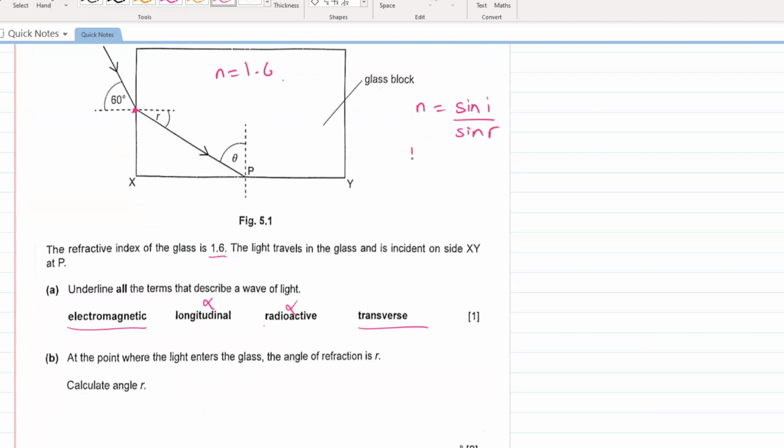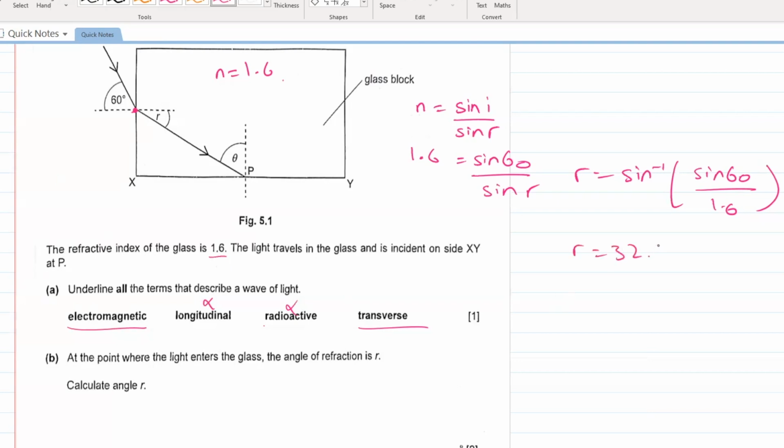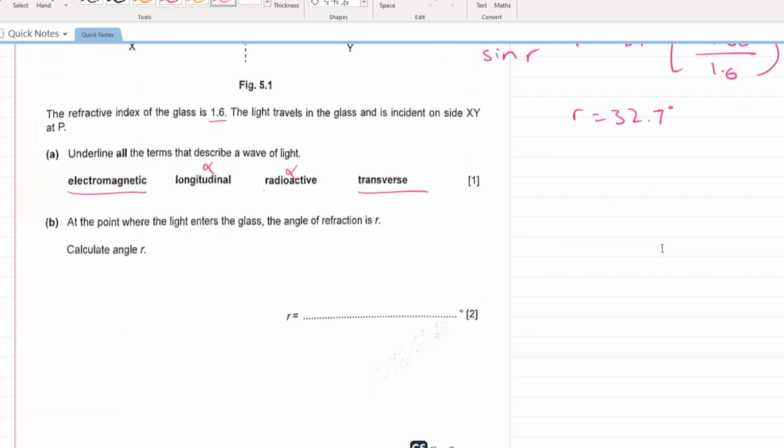What is n? 1.6. What is sine i? Sine of 60 divided by sine of r. R comes out to be what? Sine inverse of sine 60 over 1.6. So sine 60 divided by 1.6, sine inverse, your answer comes out to be what? 32.7 degrees is your answer for the angle of refraction.